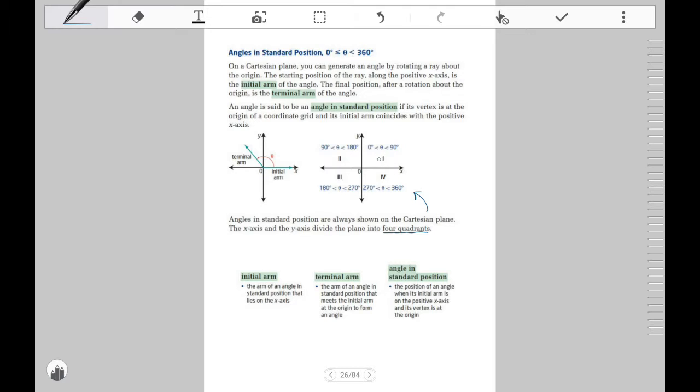In quadrant 1, we have angles between 0 and 90. Quadrant 2, we have angles between 90 and 180. Quadrant 3, we have angles between 180 and 270. And quadrant 4, angles between 270 and 360.